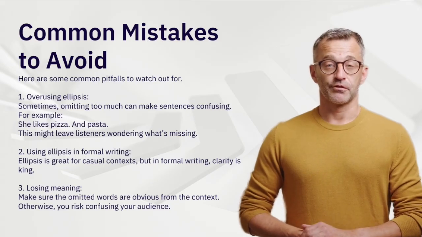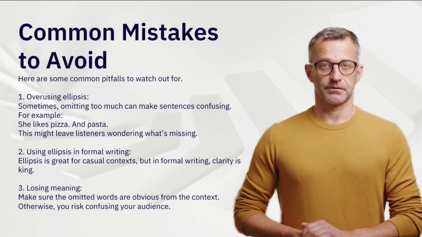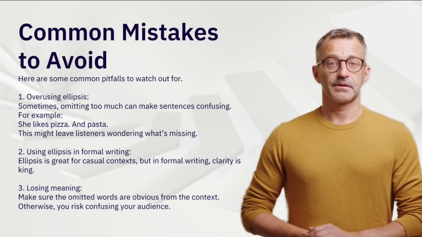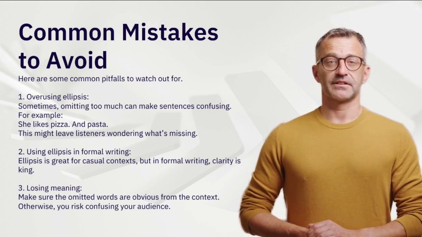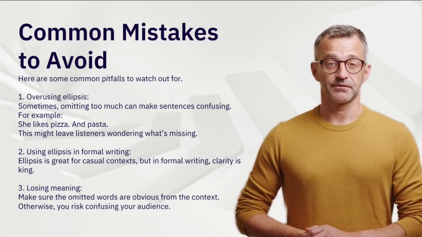Here are some common pitfalls to watch out for. 1. Overusing ellipsis. Sometimes, omitting too much can make sentences confusing. For example, "She likes pizza and pasta." This might leave listeners wondering what's missing.